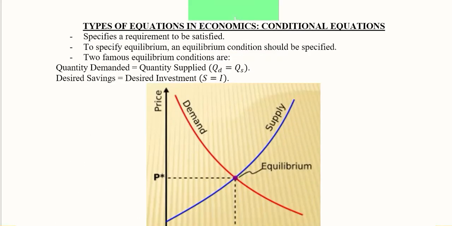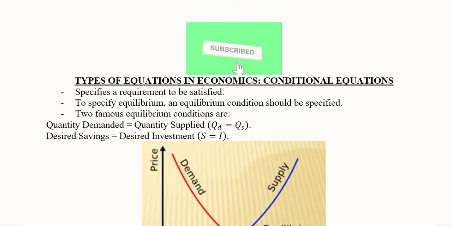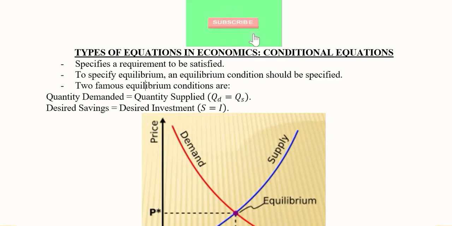And now the third type is the conditional equations, which is the final type in our lecture. As the name goes, this is the conditional equation and it will embed some sort of condition, and let us see how it works. It basically requires a certain condition that needs to be satisfied. For example, in economics we have an equilibrium condition, and if we write it in the form of an equation, it becomes a conditional equation.